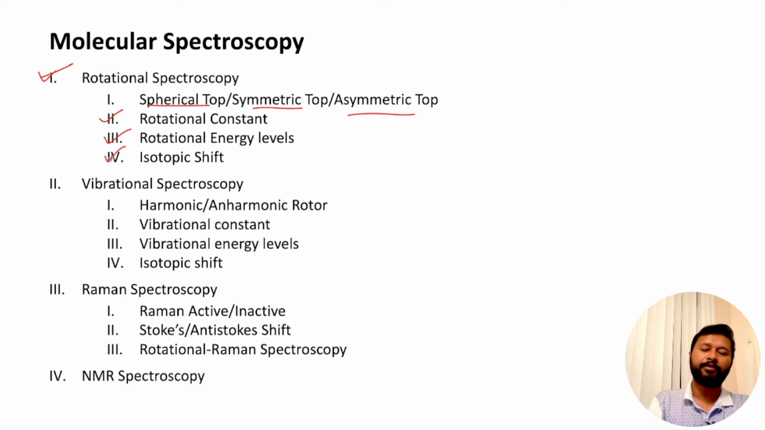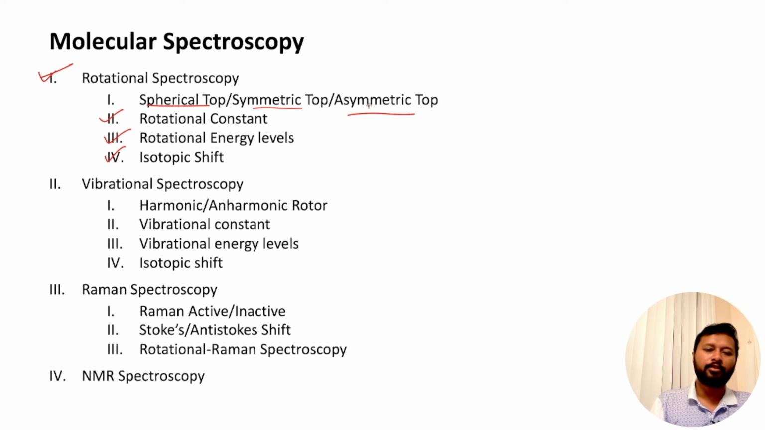Then isotopic shift. In these questions you have, let's say, hydrogen chloride, and you have two isotopes of chlorine, chlorine 35 and chlorine 37. So what will be the difference, or what will be the value of the J levels or the energy levels of both of them. So basically rotational constant depends upon moment of inertia and moment of inertia depends upon reduced mass. That's how this relation comes in.